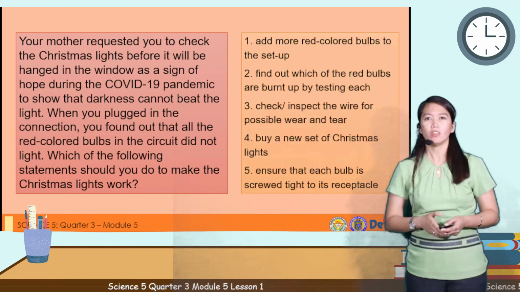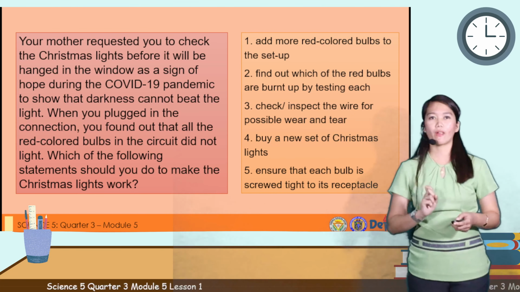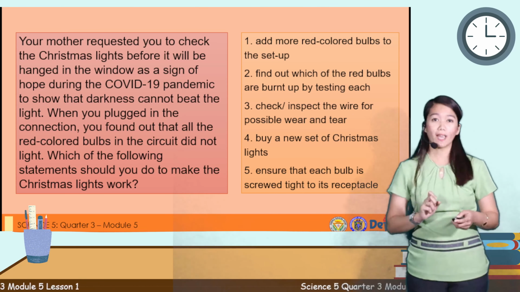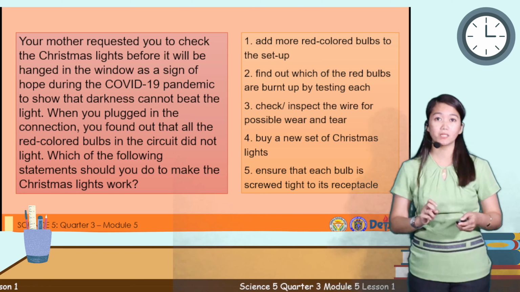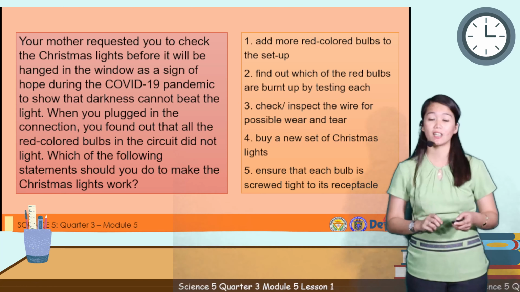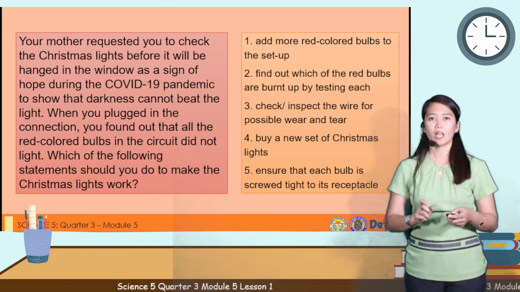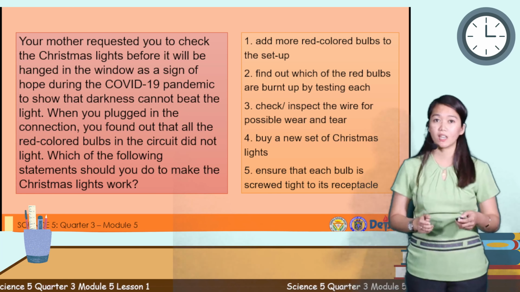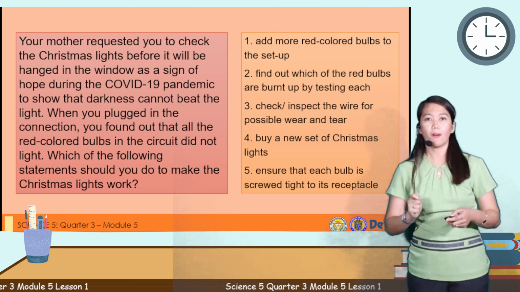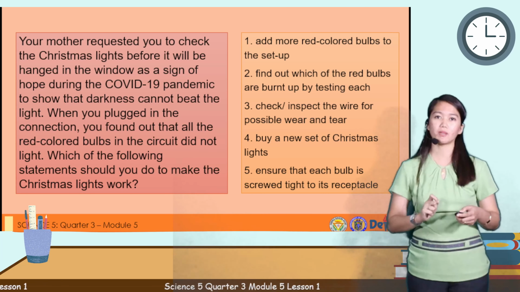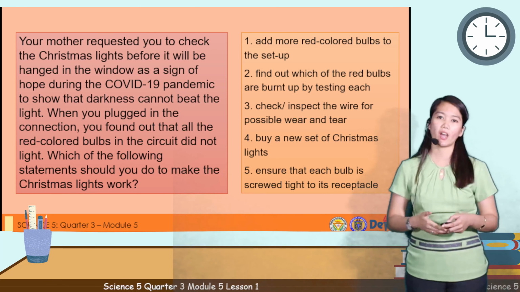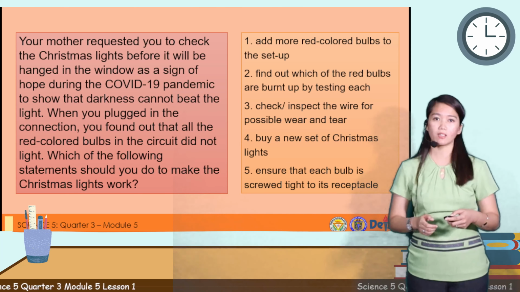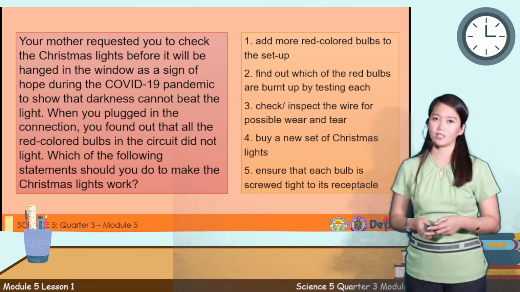Okay, so number 1, add more red-colored bulbs to the setup. Number 2, find out which of the red bulbs are burnt up by testing each. Number 3, check or inspect the wire for possible wear and tear. Or number 4, buy a new set of Christmas lights. And the last one we have, ensure that each bulb is screwed tight to its receptacle.